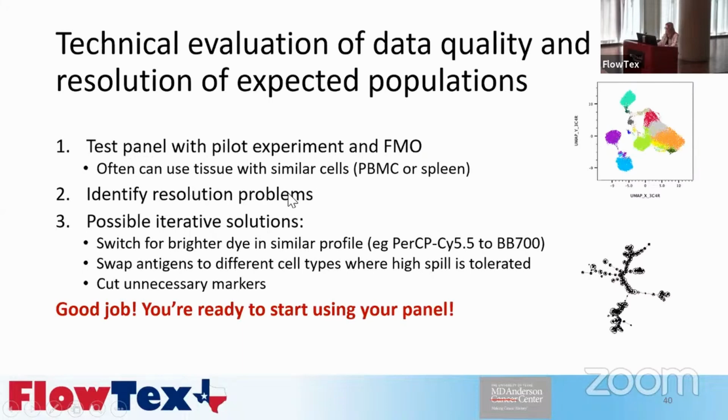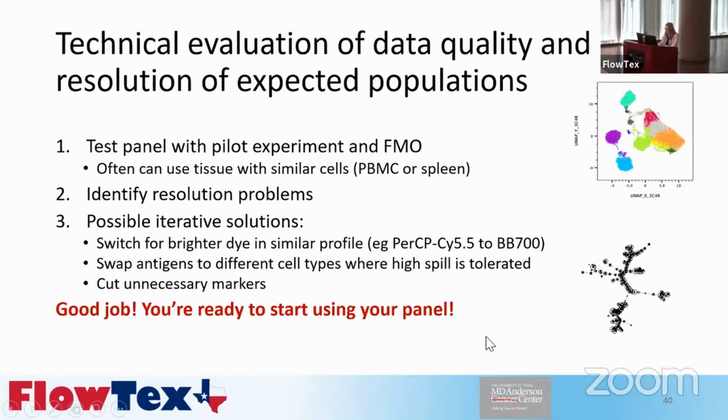Resolution problems should only be addressed after I know that I have good unmixing and compensation. So get that right. Repeat your single stains if necessary in order to get your spectral unmixing okay or your compensation okay, and then look at where you're having resolution problems. And you may have some iterative solutions here. You can switch out for a brighter dye that's in a similar profile. I've done this successfully with, like, a PerCP-Cy5.5. If I go to a Brilliant Blue 700, I get much better separation. I swap the antigens if I have to for a high spill situation. And at the worst case, I'll cut unnecessary markers that are causing me problems.